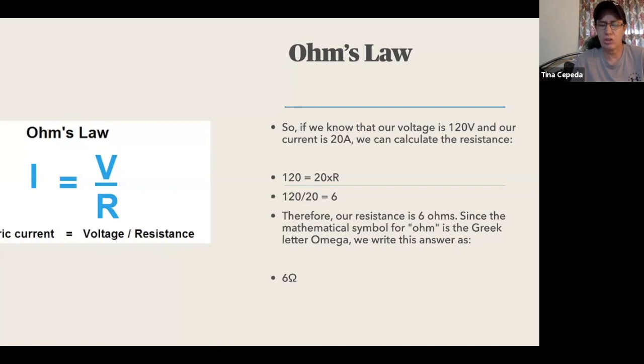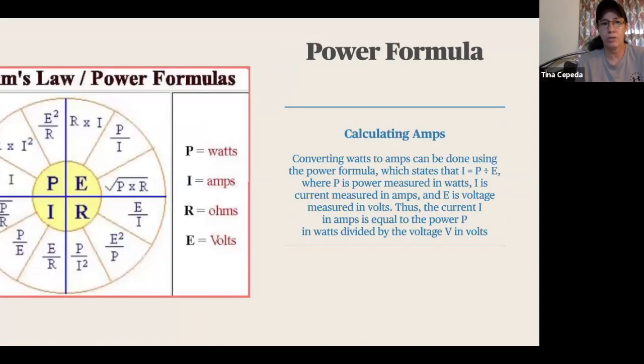Again, this isn't super important in theater with what we do. It's just something to throw out there so you get an idea of what electricity is and how you can calculate things on the fly. The big one that we use here, out of all the equations you can use, is converting watts into amps. So if we have a 1,000-watt fixture, how many amps is it going to pull?